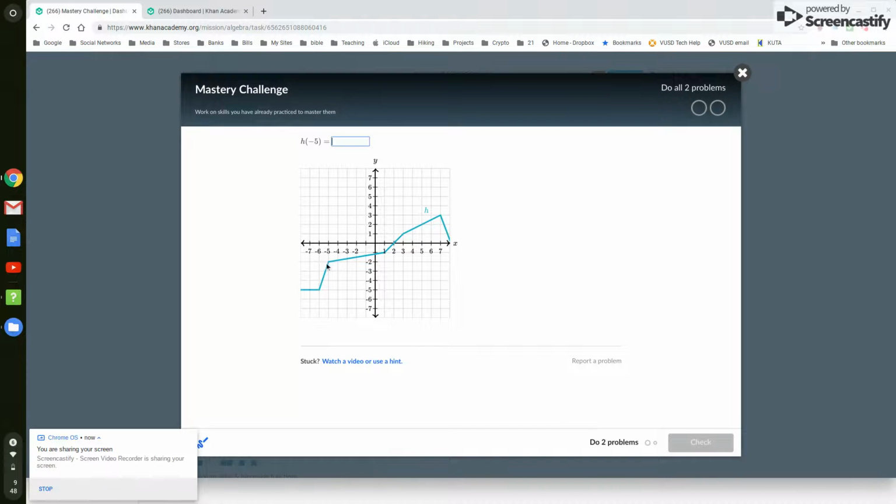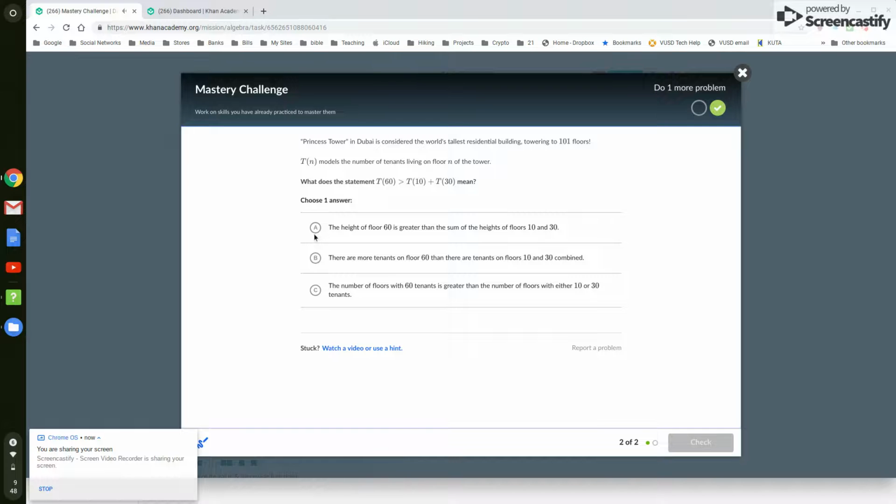And sure enough, I know h of negative 5 is negative 2. So I'm going to plug that in, negative 2. Check. Let's go to the next question. Oh my gosh, I was not getting ready for this one. Let's see.